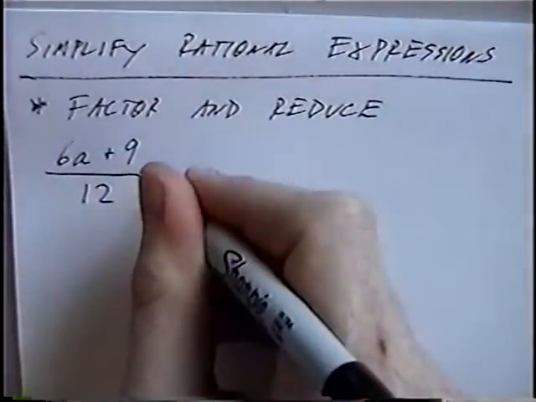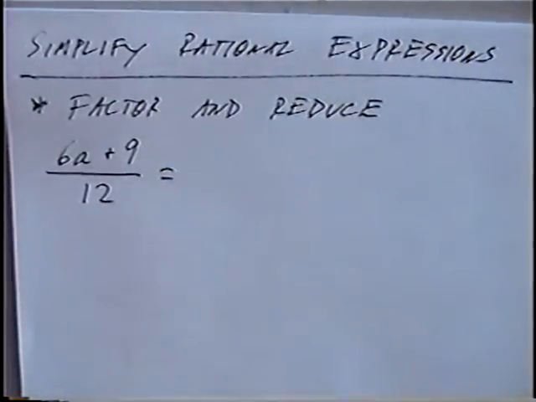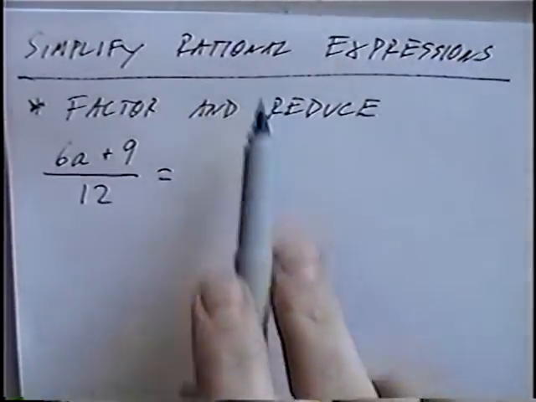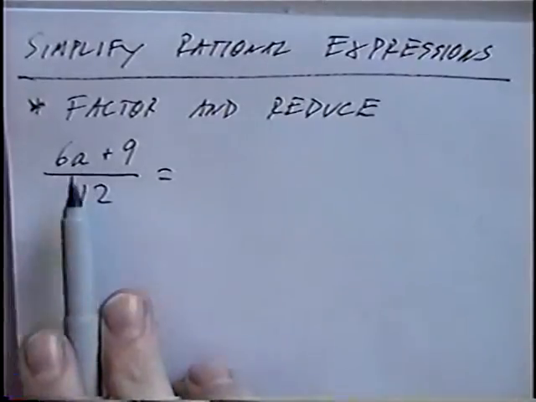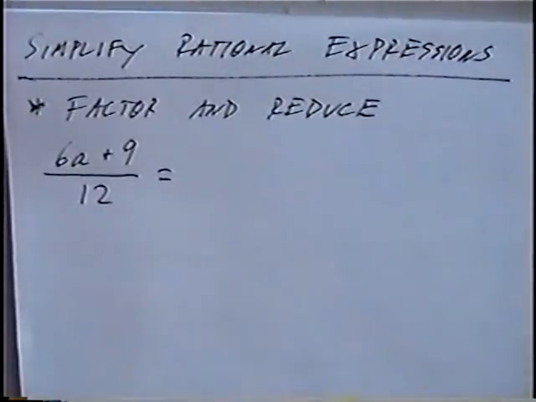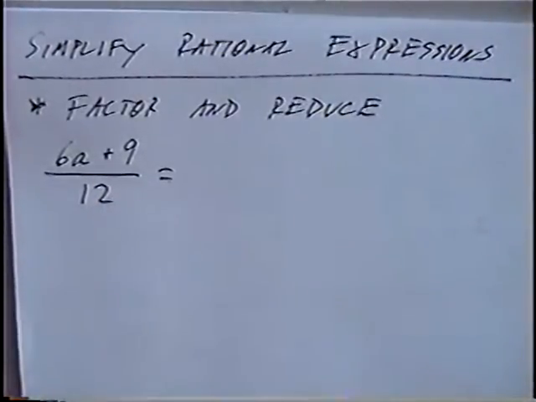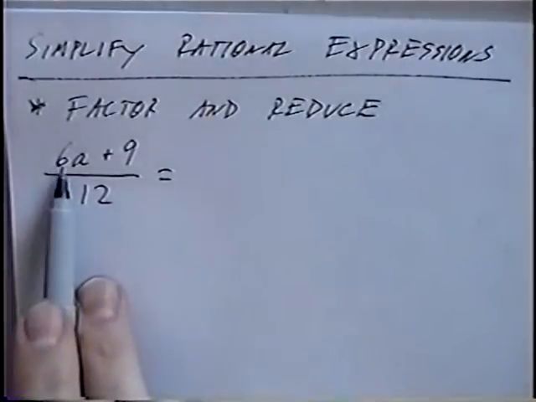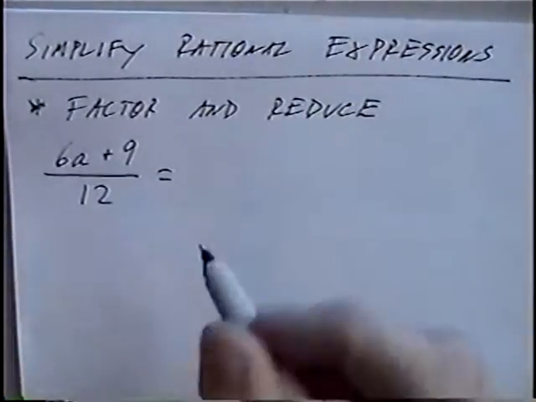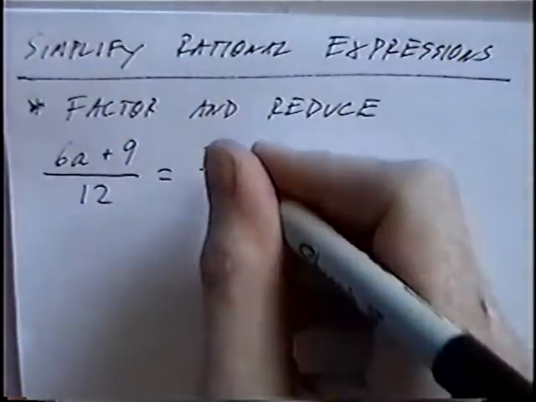divided by 12. The definition of a rational expression is a fraction that contains a variable or a letter. To simplify, we'll first factor. We'll factor the numerator when possible and factor the denominator when possible. For example, the numerator, if we have 6 and 9, we can factor a 3 out of each of those numbers.